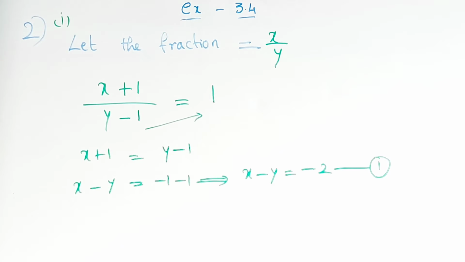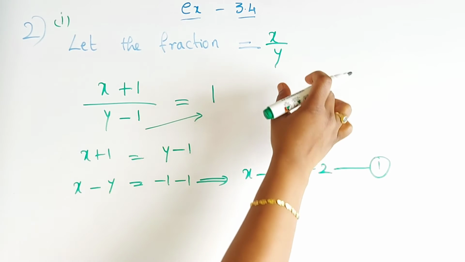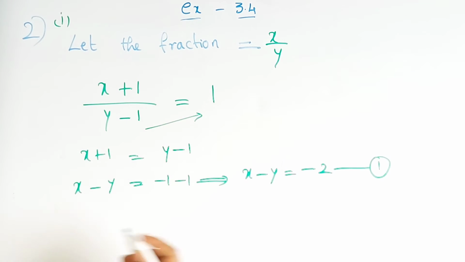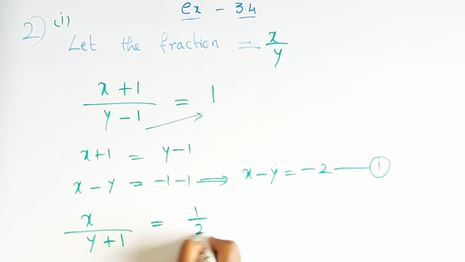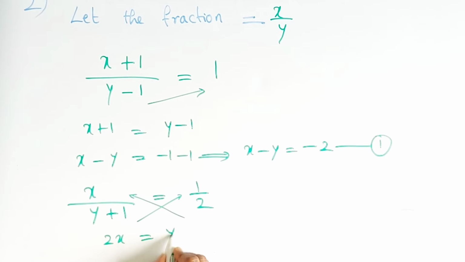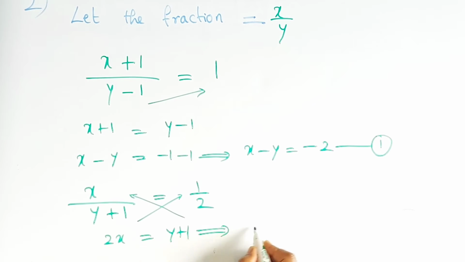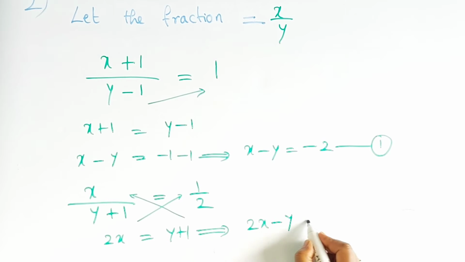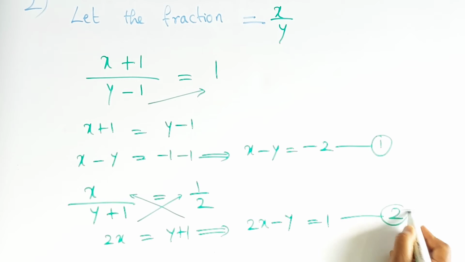It becomes half. That means the fraction becomes half if we only add 1 to the denominator. That means x divided by y plus 1, then it becomes half. Right children? From here 2 into x, 2x equal to y plus 1 into 1, y plus 1 only. Therefore 2x, this y will go left hand side, minus y equal to 1. This is the second equation children.